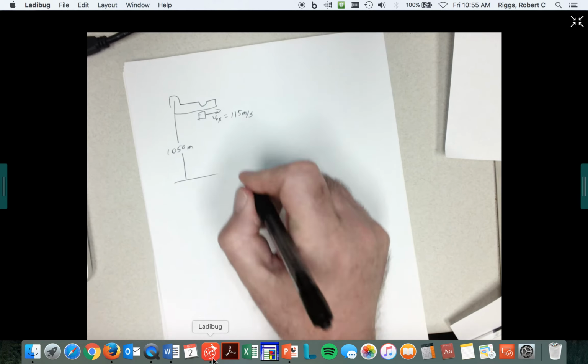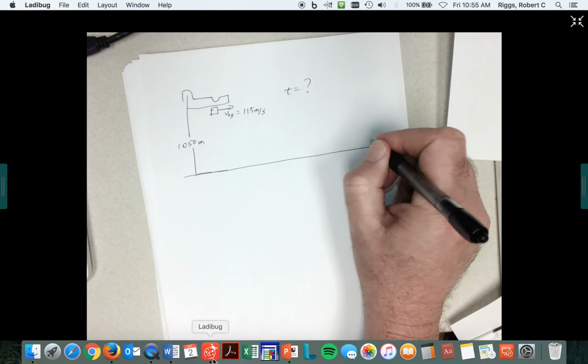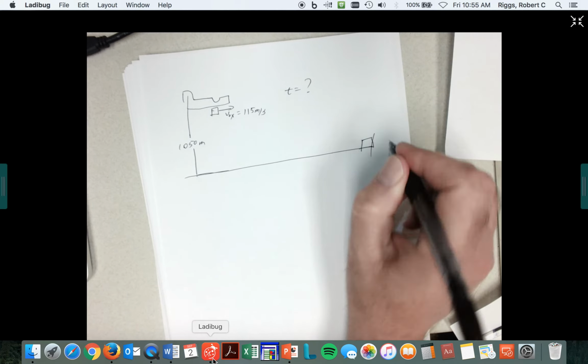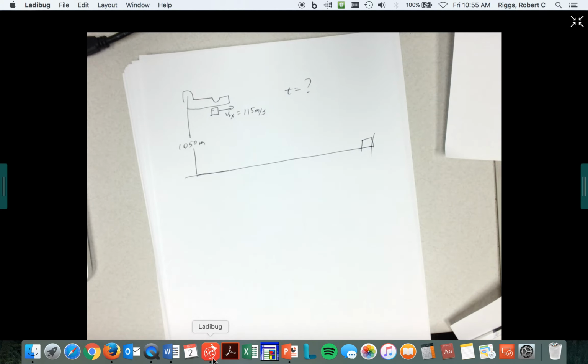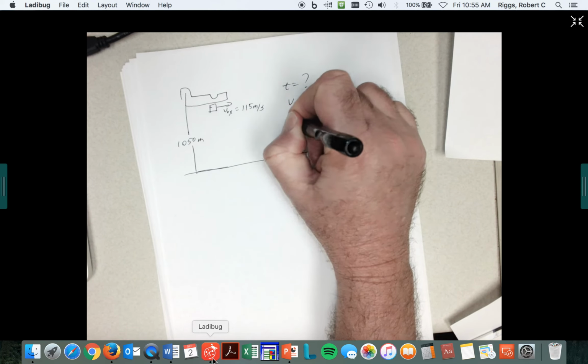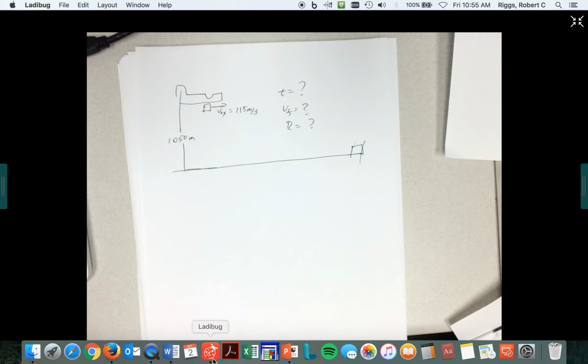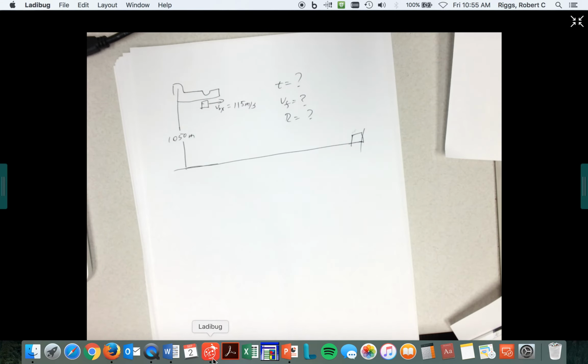Two things I want to find: the time in the air and the range, where it hits, and the final velocity. The range is where it hits. Now this is a half projectile problem because we're just dropping it from the top. In the next video, I'll show you a full projectile motion.